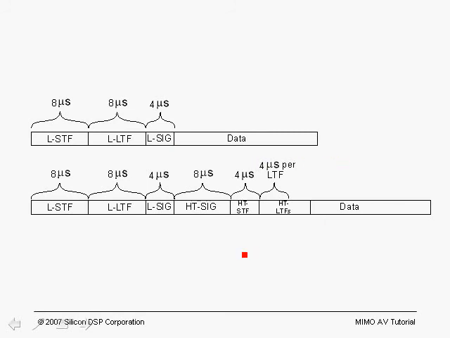Now in the case of the 802.11n draft, we have the legacy preamble, again an 8 microseconds short training field and an 8 microseconds long training field, the legacy signal, and that's followed by 8 microseconds for the high throughput signal, 4 microseconds for the high throughput short training field for AGC refinement, and then followed by the high throughput long training fields, which we are going to discuss, which are used to then estimate the channel H matrix on a per carrier basis, and that is used by the MIMO equalizer in order to separate these data streams, for example, in order to separate the spatially multiplexed data streams. Each HT long training field is 4 microseconds long.